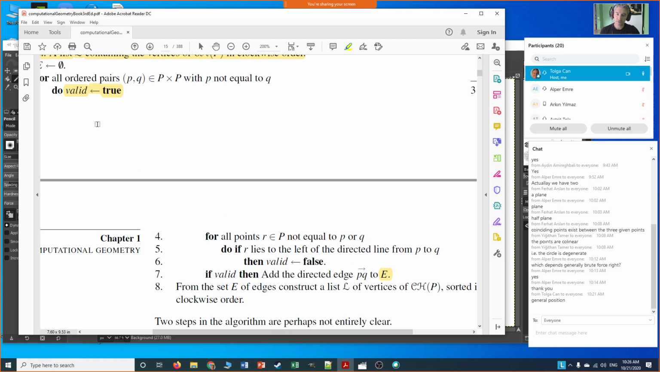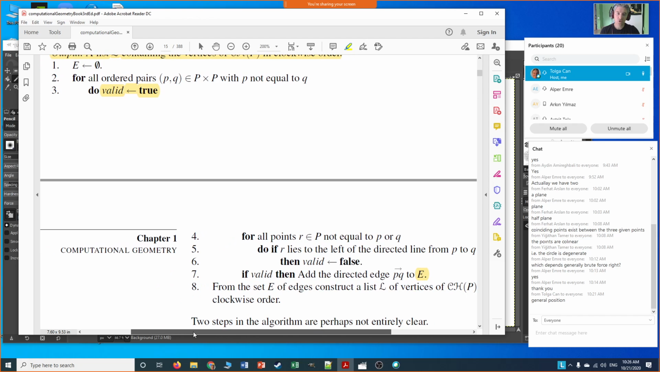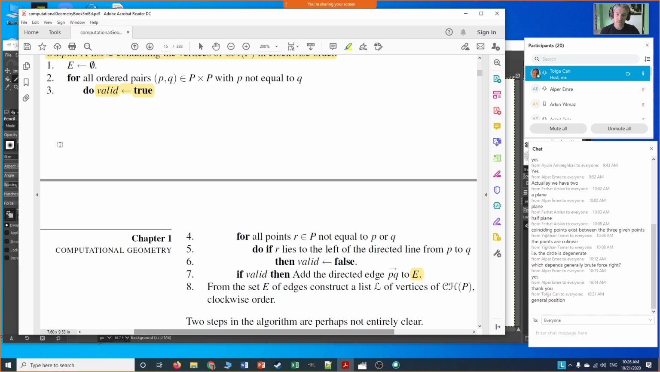So steps 2 to 7 actually find and fill in this set E in all O(n cubed) time. There are n squared such pairs. For each of them, we test n minus 2 other points, and in total, the worst case complexity is n cubed.